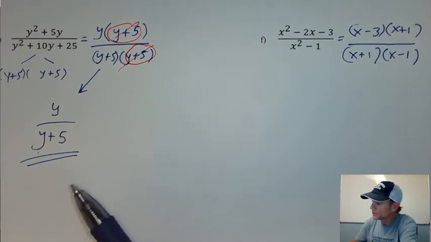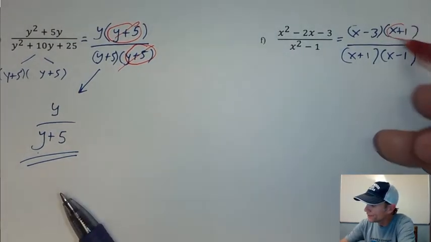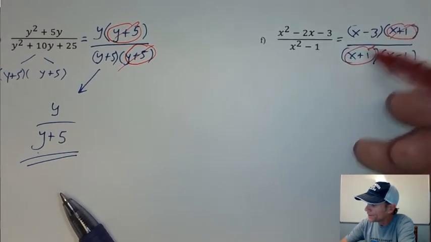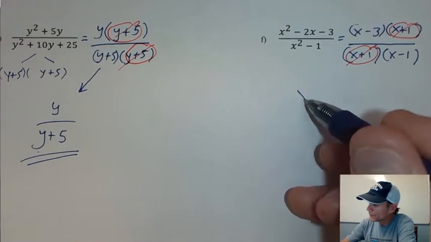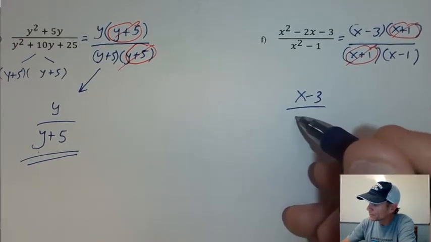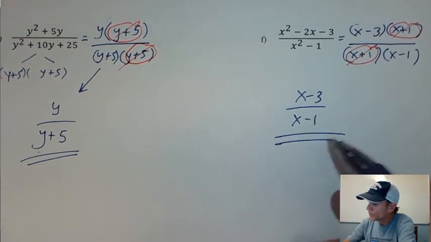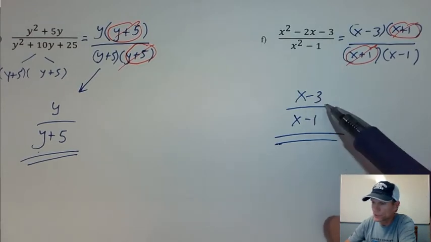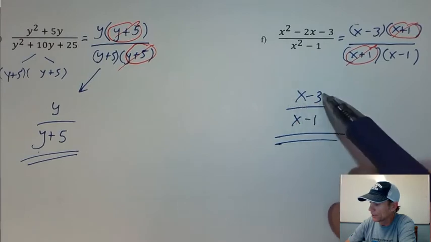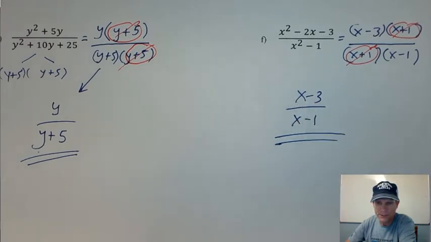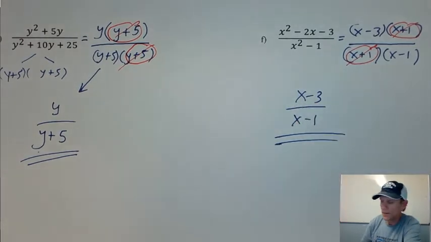You can spot the matching binomials here. So cancel those, and we have x minus 3 over x minus 1. We don't need the parentheses because it's already grouped in the numerator and in the denominator. It's kind of not necessary. It just clutters up the problem a little bit.